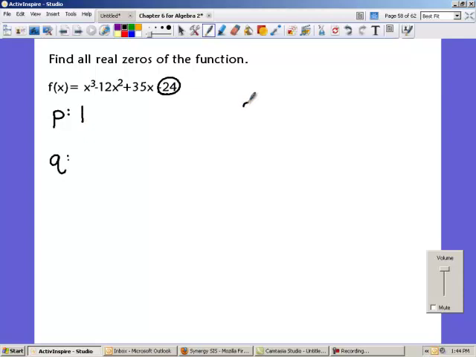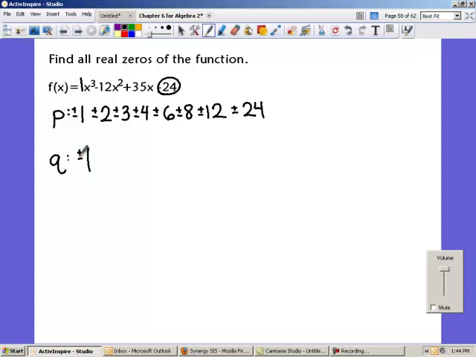So 1 and 24, 2 and 12, 3 and 8, and 4 and 6. Plus minus, all the way down. Okay, now for Q, we're going to find the leading coefficient, which is 1. And we're going to do the factors of 1, which is easy.